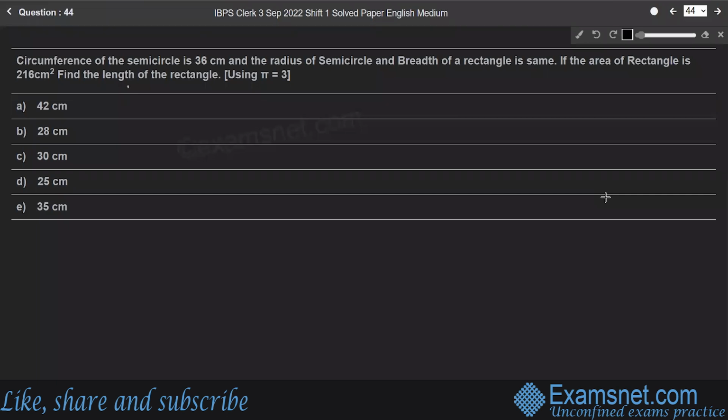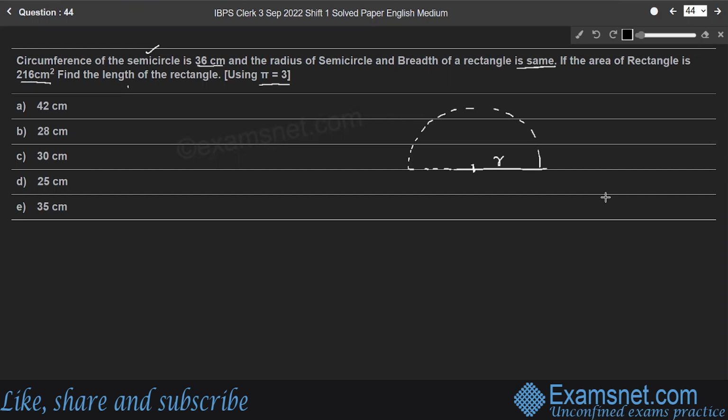Question 44. Circumference of the semicircle is 36 centimeter and the radius of semicircle and breadth of a rectangle is same. If the area of rectangle is 216 centimeter square, find the length of the rectangle using pi as 3. Here, circumference of the semicircle. So consider a semicircle whose radius is r, right? And circumference is given 36 centimeter.